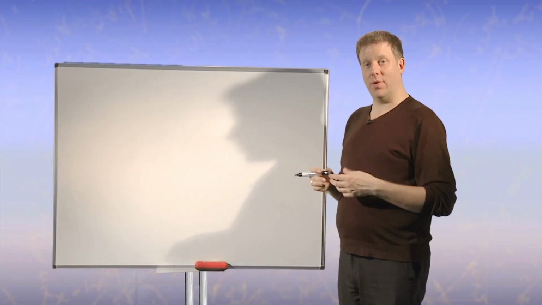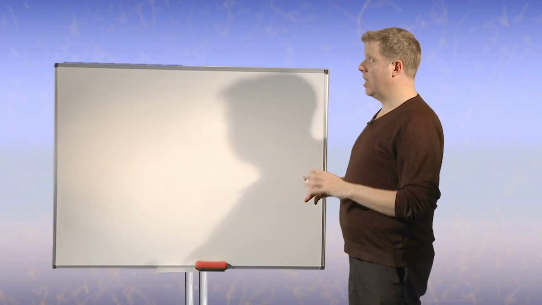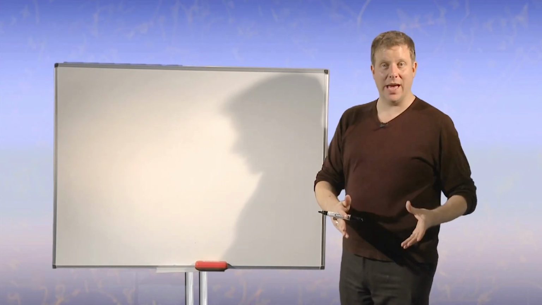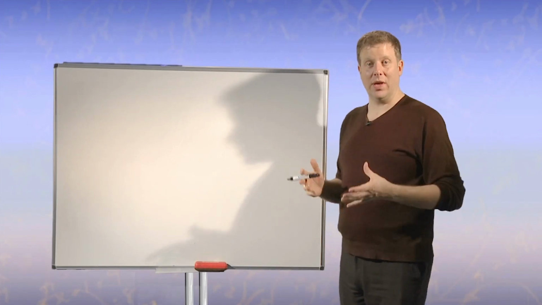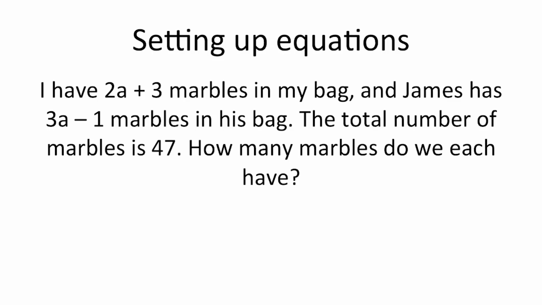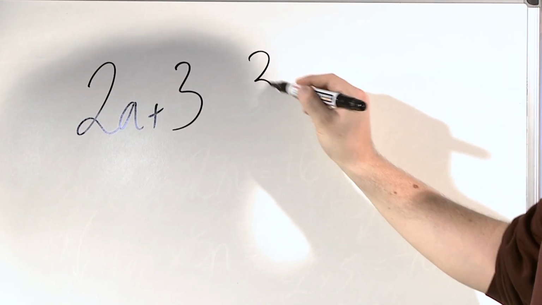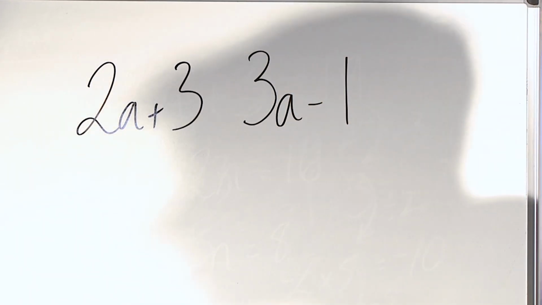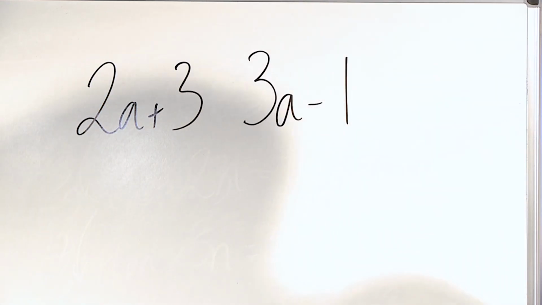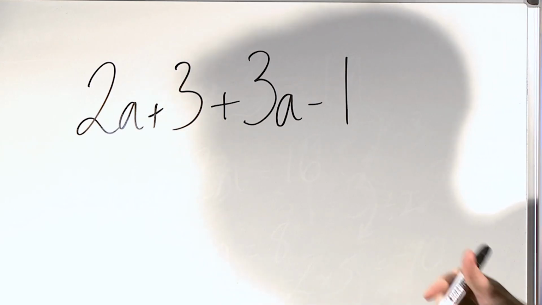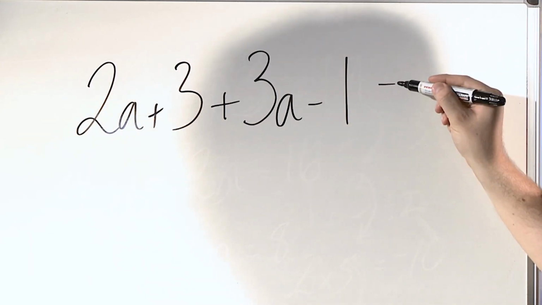But if we think about what other information they've given us, they've told us the total number of marbles is 47. So I know if I add how many I have to how many James has, I'll get the total. That is going to be in algebra. Let's look at what that would be. I've got 2a plus 3, and James has got 3a minus 1. If I add those two quantities together, it gives me the total number of marbles, which is 47.